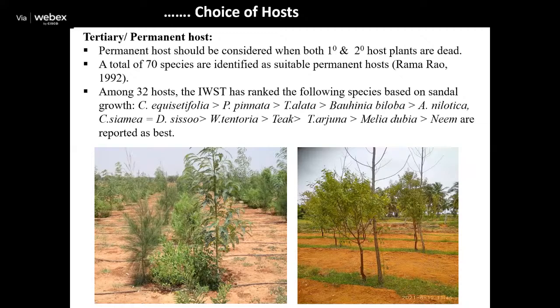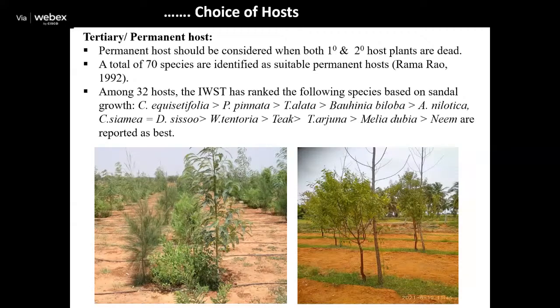In this case, why the most recommended host plant is Casuarina: the crown is very light and will not make any impact on the sandal. But if you use other plants, some people are saying Pongamia. Pongamia pinnata is a woody perennial species, and the leaves are very thick, which will make the crown dense. So we have to choose the right host plant.